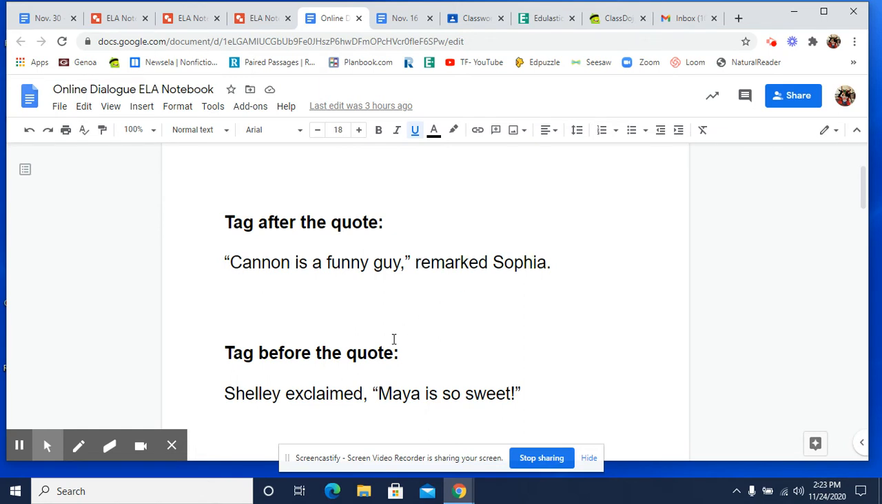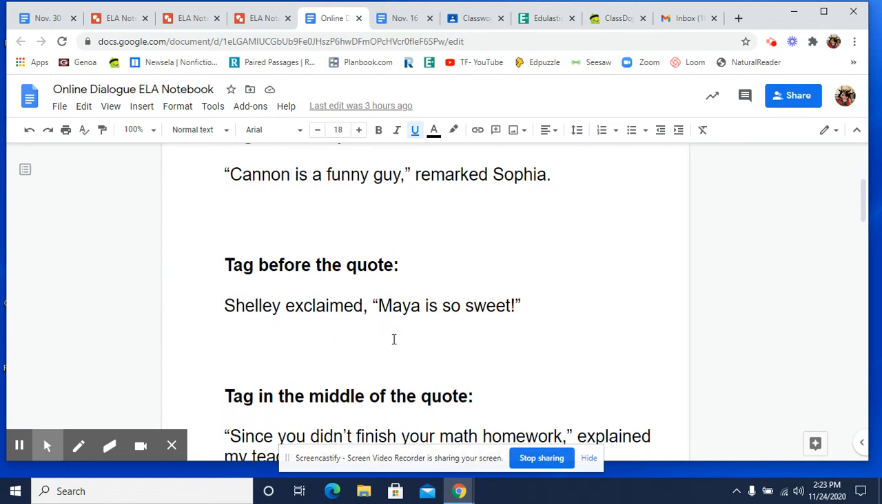remarked Sophia. You can also have it before the quote. So you could say, Shelley exclaimed, and then give the quote, Maya is so sweet. Okay. Notice because this says exclaimed, my punctuation is an exclamation. Whatever you use for your signal word, for your tag, your end punctuation has to match that.